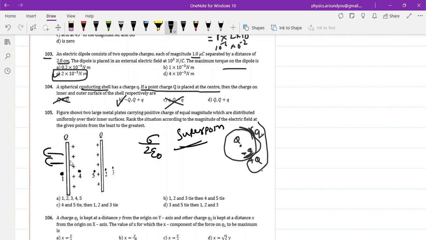At point 4, the field due to this sheet will be over like this. Due to this will be over like this. Both of them will cancel each other because for a sheet, field is independent of distance. So the distance of the points from the sheet really doesn't matter. Location matters, whether it is on the right or left, but the distance doesn't matter.